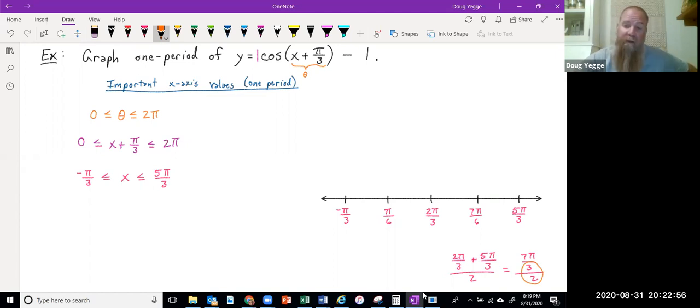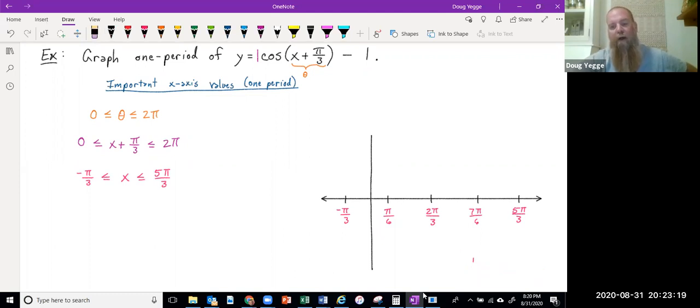So now that I see all of the 5 most important x values that are going to give me some answer, I'm now ready to draw my y-axis, which is somewhere between negative pi over 3 and pi over 6. And there's my y-axis. So now I'm ready to find out what the graph is going to look like.